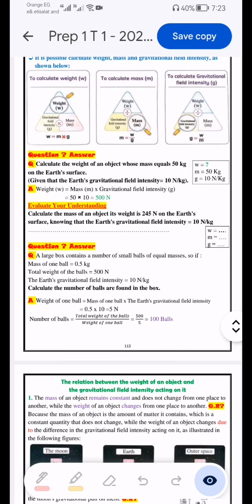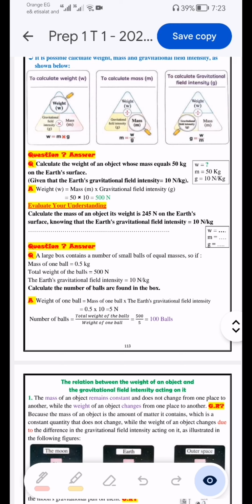Okay. Do you think the mass changes from one place to another, and weight? We said the mass is the amount of matter. When I stand on the earth and go to moon, okay, the amount of matter inside me, will it change? Bones, organs, blood, skin, will it change? Exactly no. Okay, so the mass doesn't change from one place to another, remains constant. Okay, but weight, we said weight depends on the gravitational field intensity, and we said also gravitational field intensity differs from one place to another.